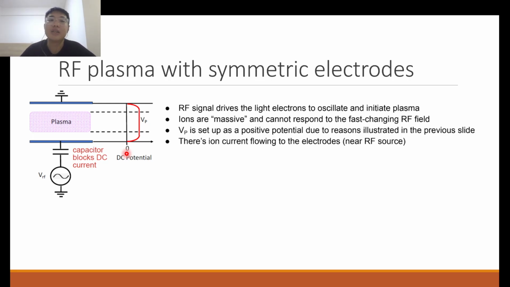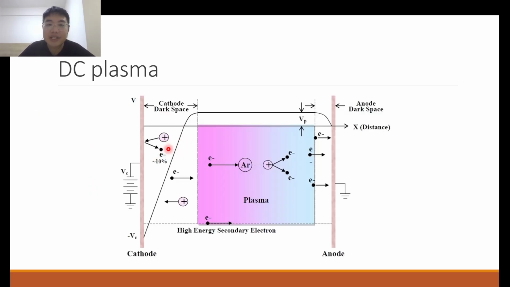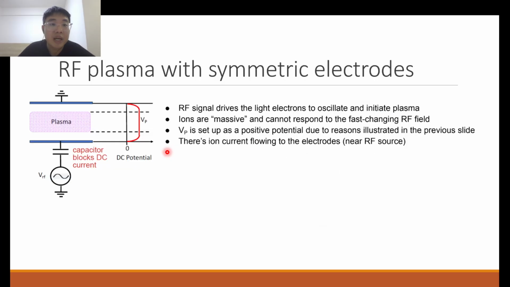So what is the difference? How is the plasma generated and maintained in the case of a RF plasma? It's different from the DC plasma case. In the DC plasma case, the plasma is generated and maintained by these secondary electron emission events, when the ions bombard onto the electrode and the secondary electrons are emitted. However, in the case of a RF plasma, this is a different situation where the plasma is maintained by the electrons oscillating near the electrodes, near the sheath.